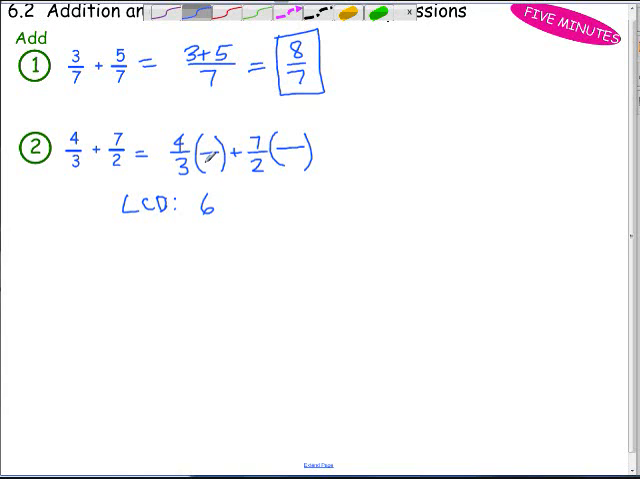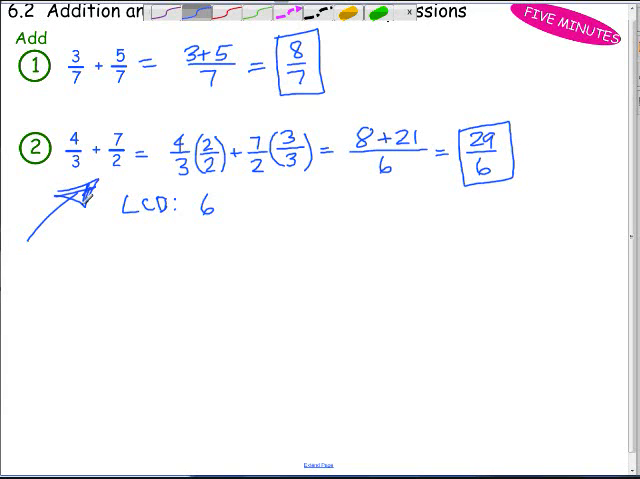If I multiply this by a fancy 1, 2 over 2, and this by a fancy 1, which is 3 over 3, the net result will be a common denominator of 6. So we're talking about 8 sixths plus 21 sixths, which gives us 29 over 6. This is where we're going to have to be really careful that we never try to add or subtract unlike terms. Always get that common denominator.